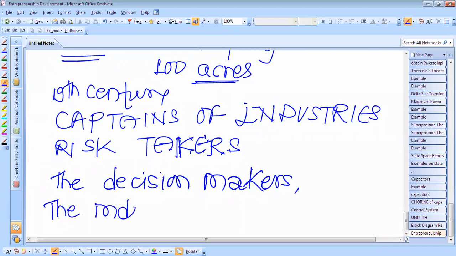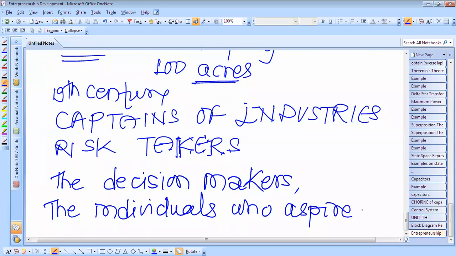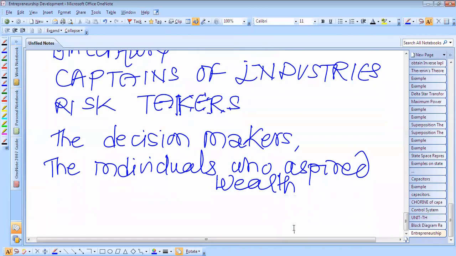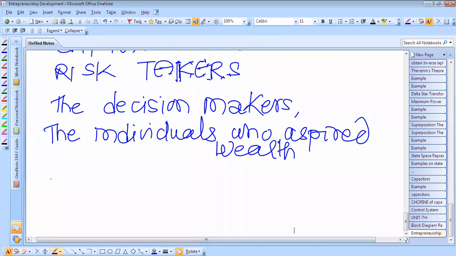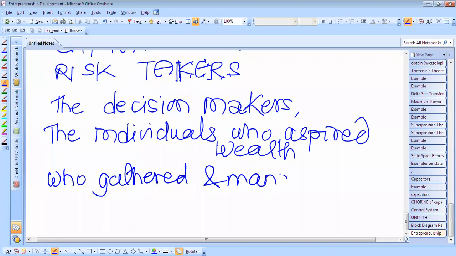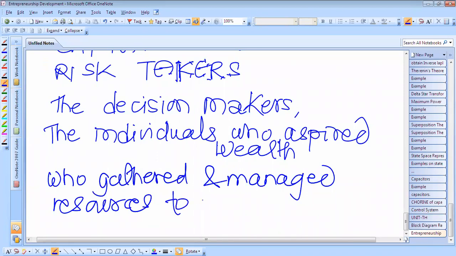They are the individuals who aspire to wealth and who gather and manage resources to create new enterprises.